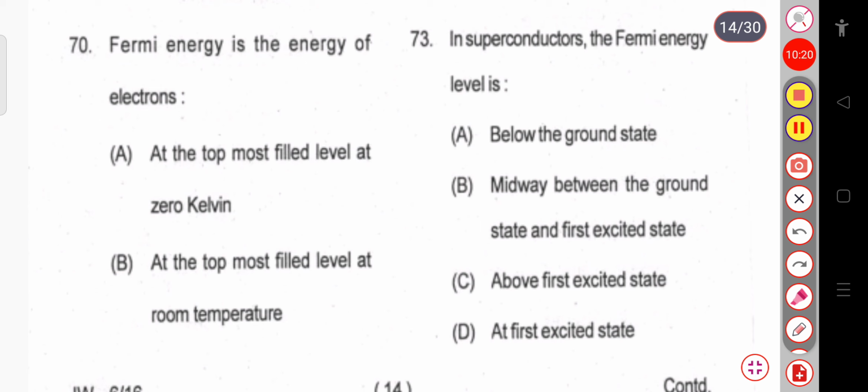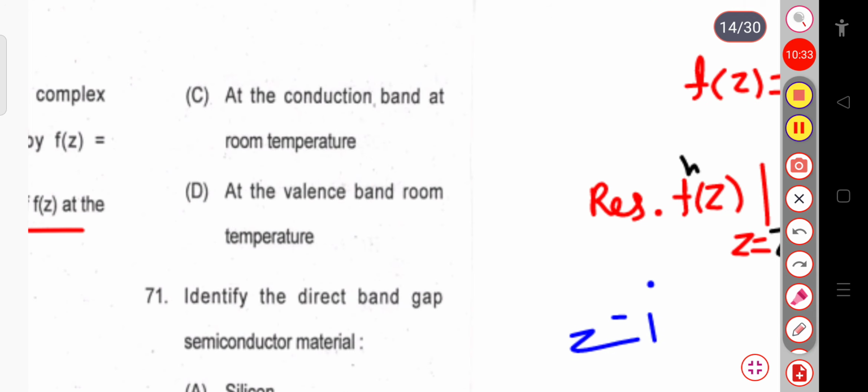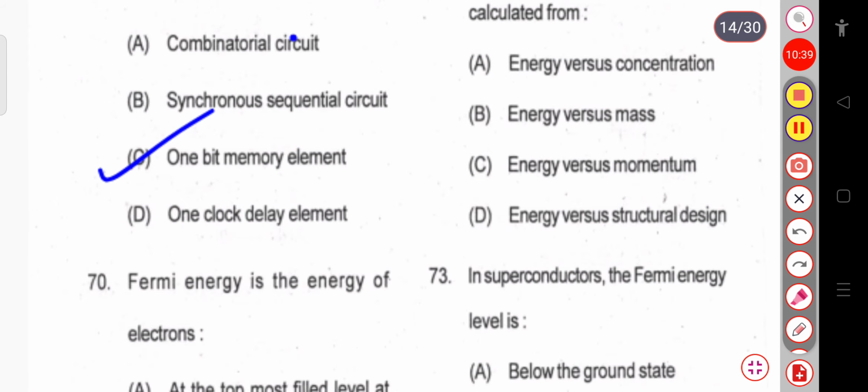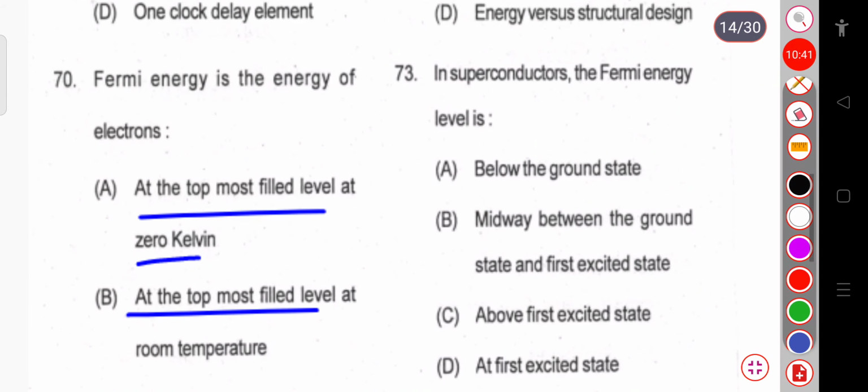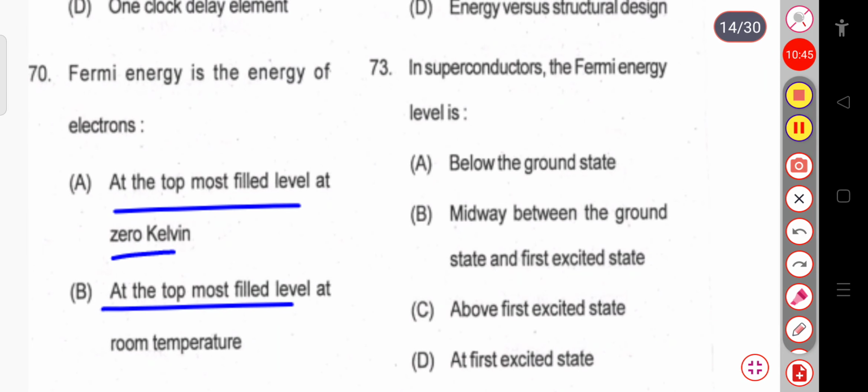The Fermi energy is the energy of the electrons. So the options are at the topmost filled level at the 0 Kelvin, or at the topmost filled level at the room temperature, or at the conduction band at the room temperature, or at the valence band at the room temperature. So here the Fermi energy is the energy of the electrons at the topmost filled level at the 0 Kelvin. So this is the correct answer. Now let us see the next question.